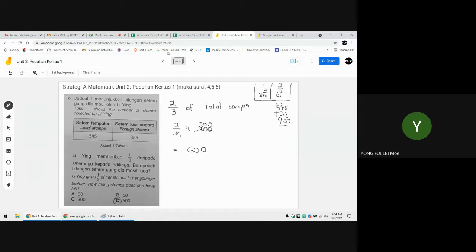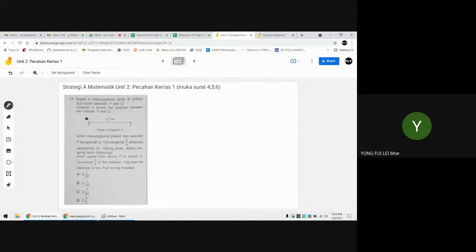Let's look at page 6. Okay, this one. Amin cycles from school P, so this is P to Q. He travels 3/4. Okay, we call this 3/4 of the distance. Calculate the distance in kilometer, km, that he has traveled.